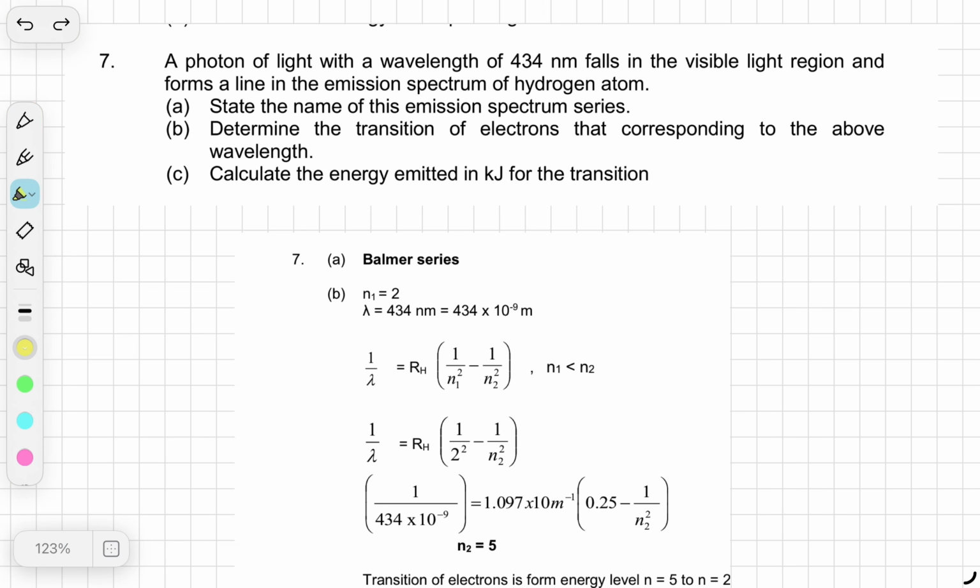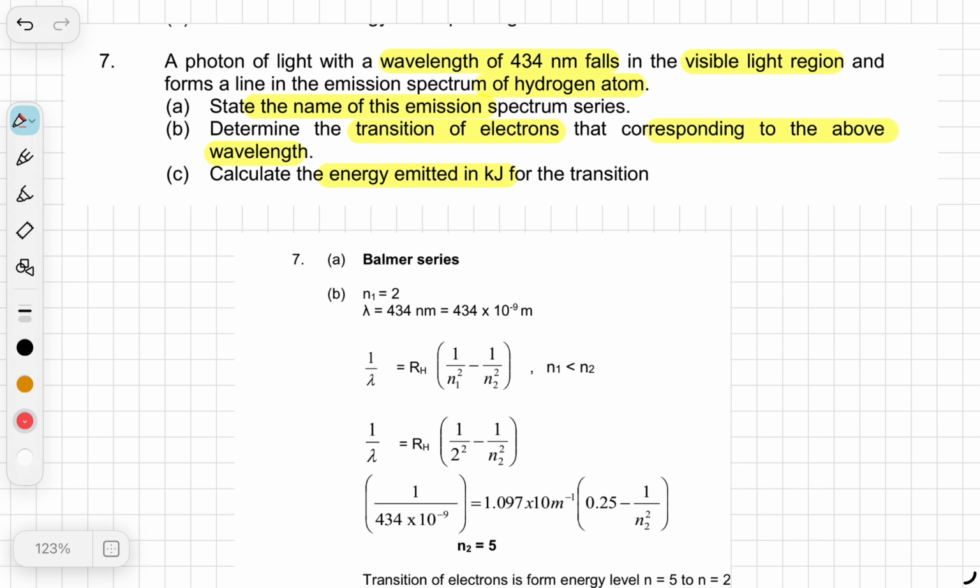Alright, let's get started. So the first question over here: a photon with light having a wavelength of 434 nanometers falls in the visible light region to form a line in the emission spectrum of hydrogen. First question, name the emission spectrum series and determine the transition of the electron that corresponds to the above wavelength, and calculate the energy emitted in kilojoules.